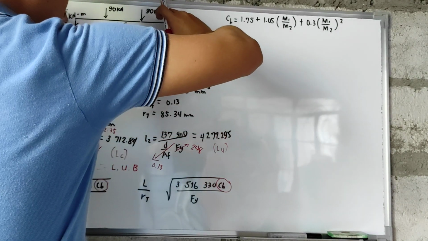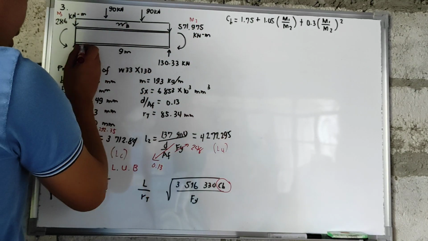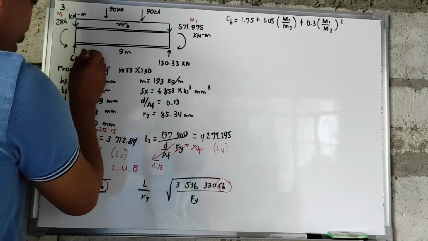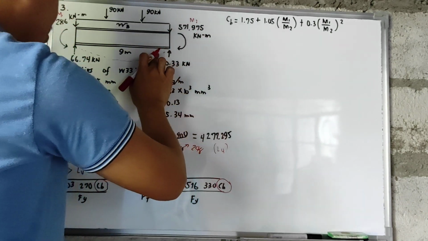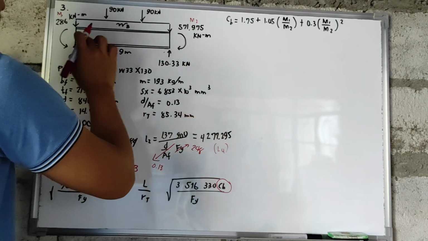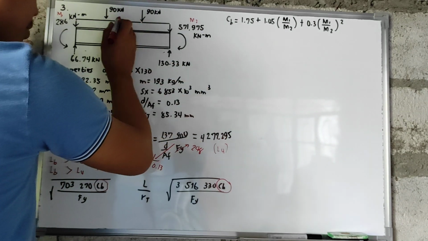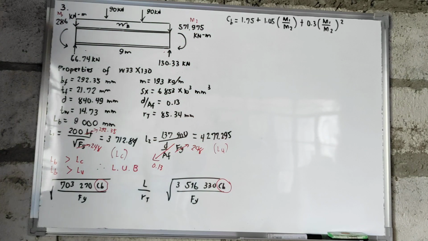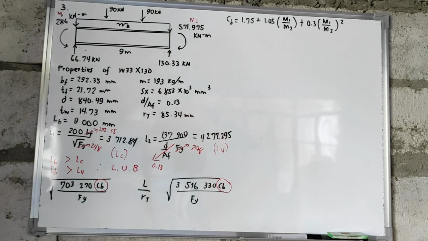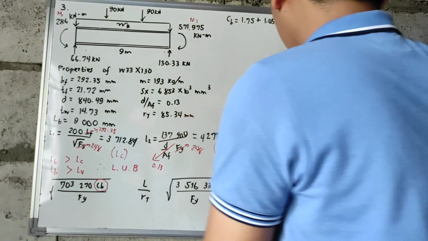So, ibebend ng dalawang end moment natin yung beam natin. So, possible na mag-deflect ng paganyan yung beam natin. Kasi ibebend nga siya ng pataas. So, pwedeng mangyari final position natin is pataas. So, kaya magiging negative yung value ng ratio ng M1 over M2.